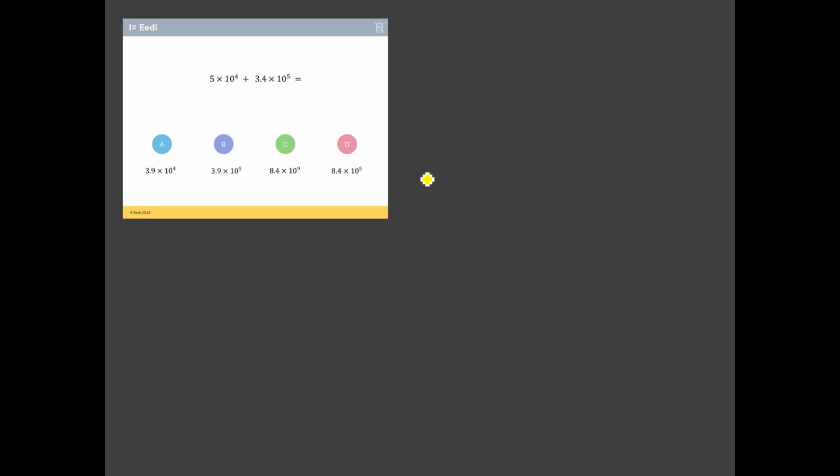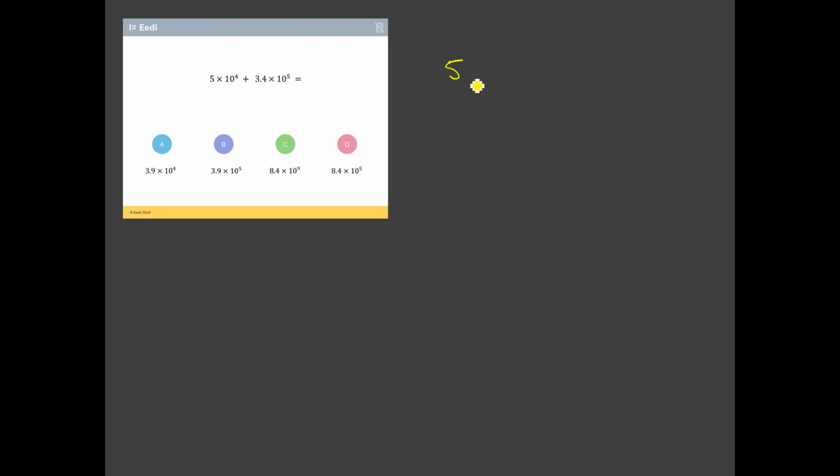Okay, let's take a look at this one. So 5 multiplied by 10 to the power of 4 plus 3.4 multiplied by 10 to the power of 5 equals, and we've got to figure it out. Now there's a real temptation to dive into rules. Think, oh, do I add the numbers? Do I multiply the powers? What's going on here? I find the best way to deal with standard form questions, particularly when they're addition or subtraction questions, is to write the numbers out in non-standard form.